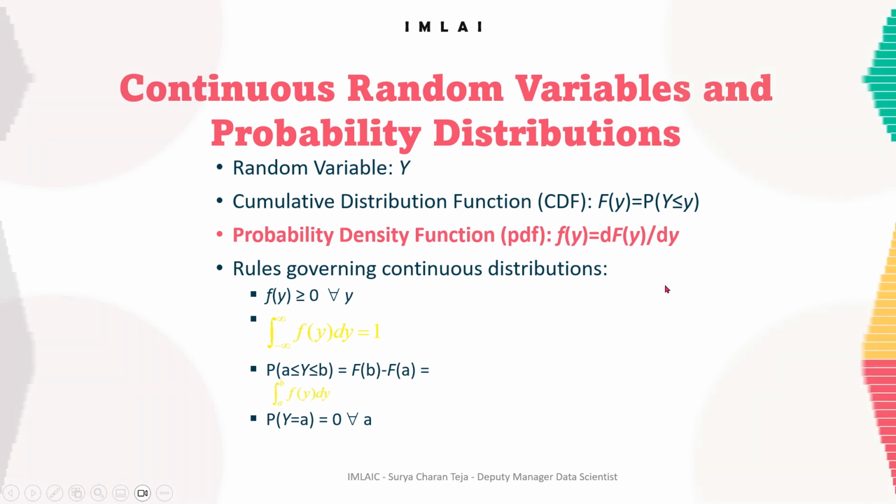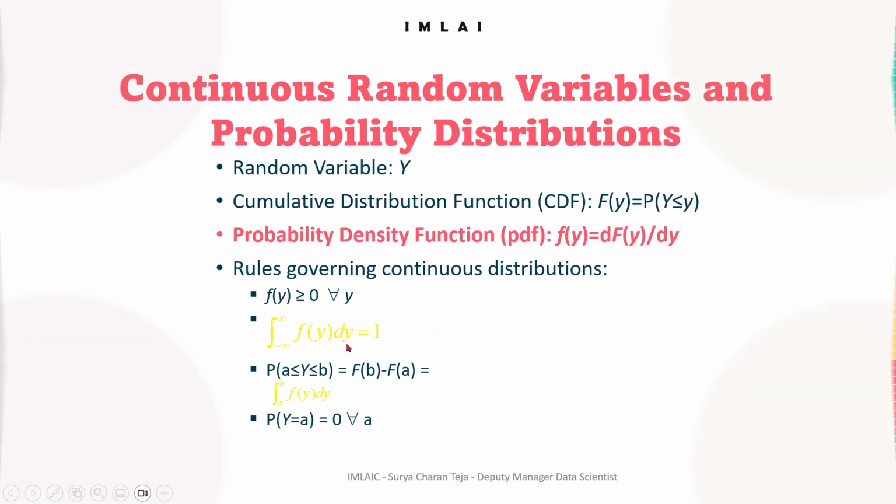When you convert this back, you'll get an integration of this. So f of y is equal to the derivative of F of y divided by dy. When you integrate the whole thing, what you get is the integration from minus infinity to infinity of f of y dy, and this one will become 1. So that's how you get the probability density function PDF from the cumulative distribution function CDF.